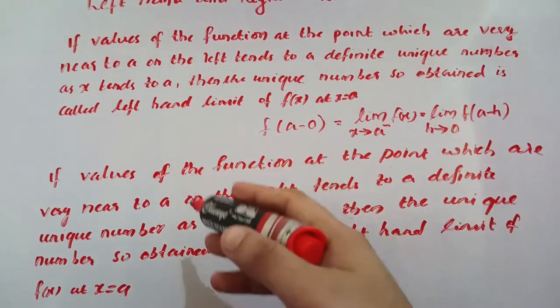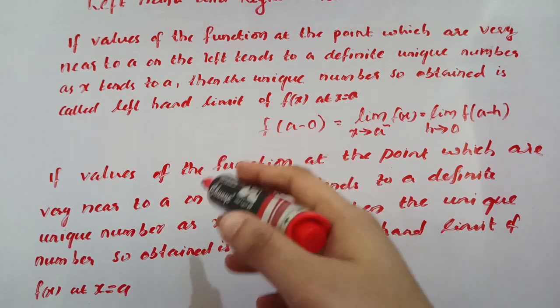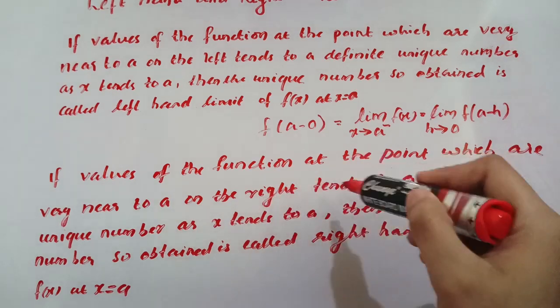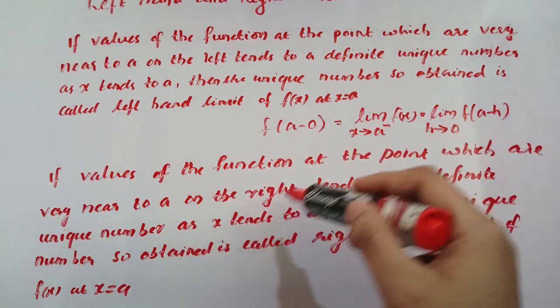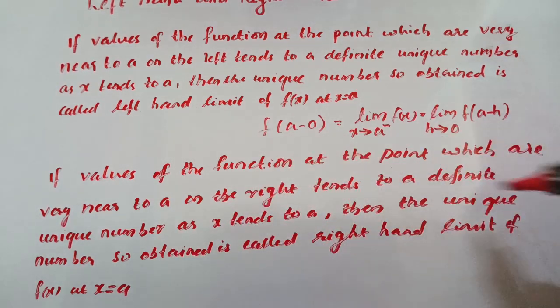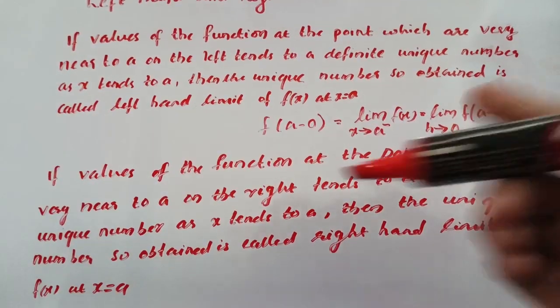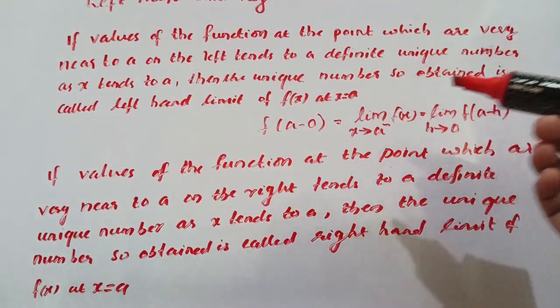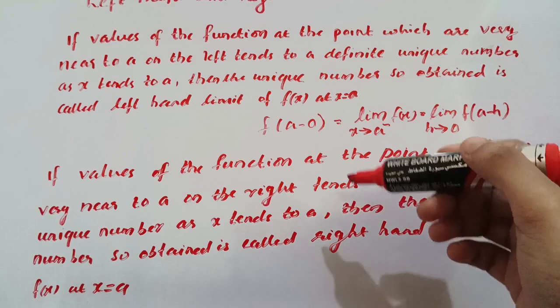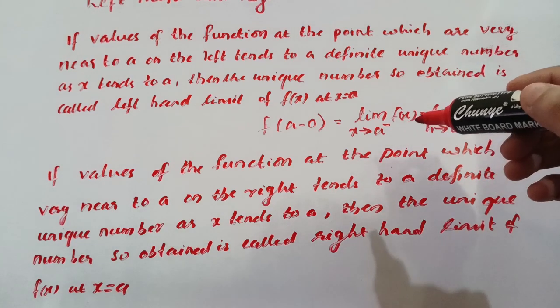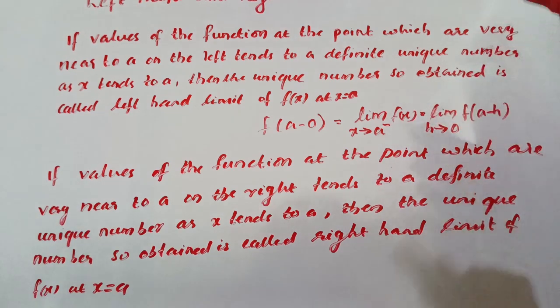Similarly, right hand limit is defined as: if the value of the function at points which are very near to a on the right tends to a definite unique number as x tends to a, then the unique number so obtained is called the right hand limit of f of x at x equal to a. That is, it is similar to the left hand limit. Here, as x tends to a, the value of the function at points very near to a on the right tends to a definite unique number. For left, here right.